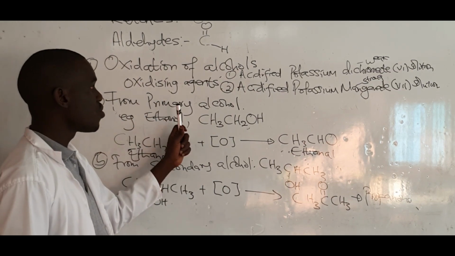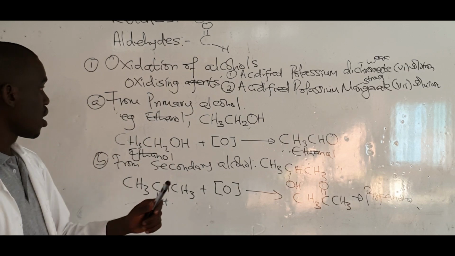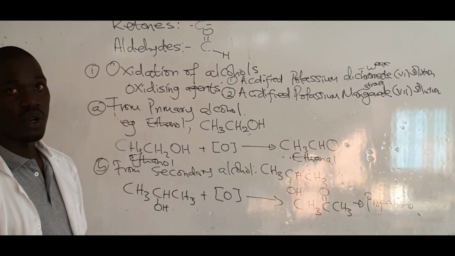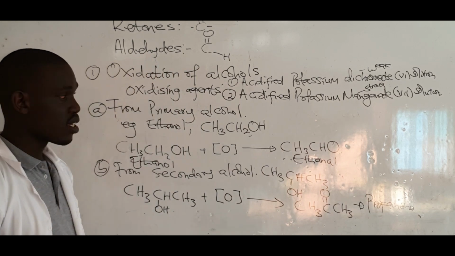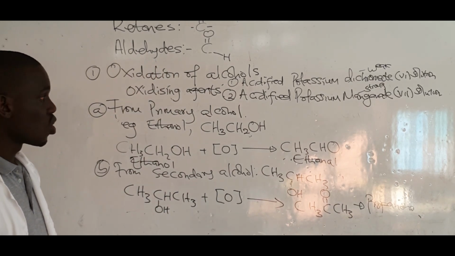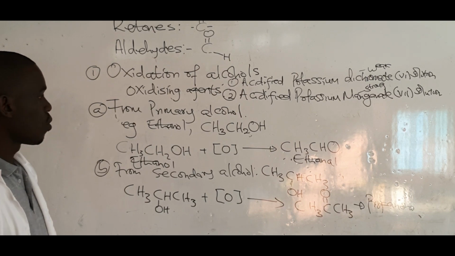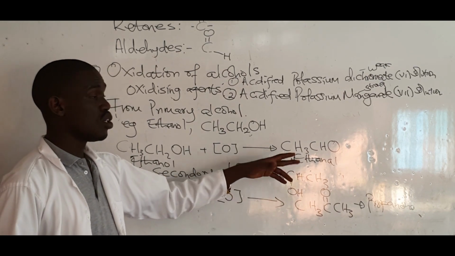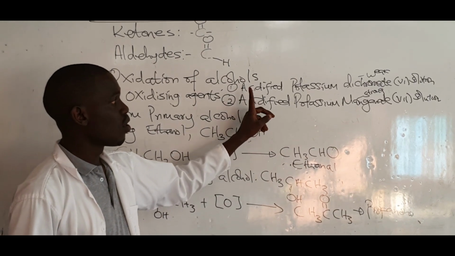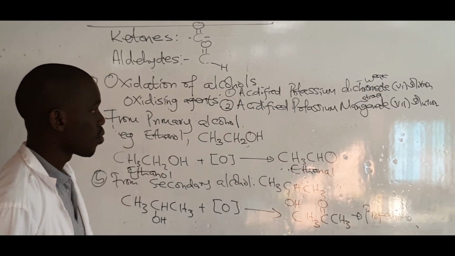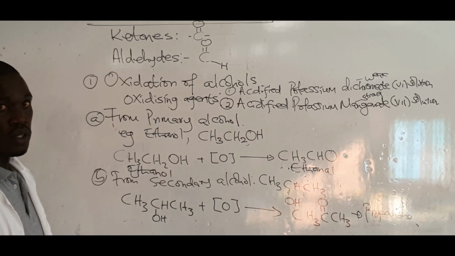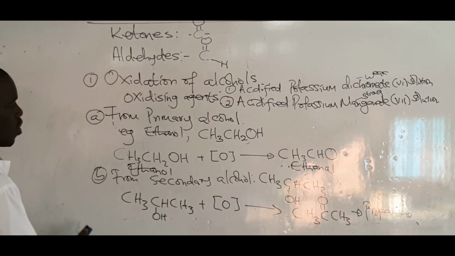If you use a strong oxidizing agent on a primary alcohol, you won't get an aldehyde. You will get a carboxylic acid. So in your preparation, if you are to get an aldehyde, you should use a weak oxidizing agent, which is acidified potassium dichromate 6 solution.